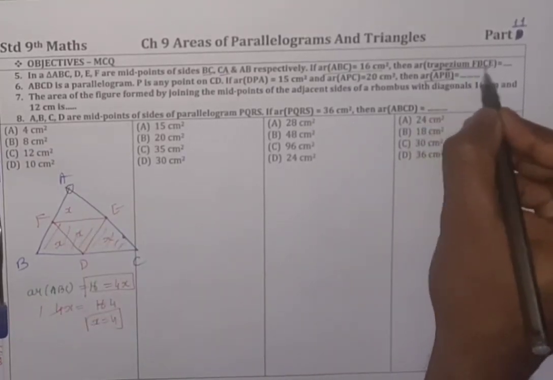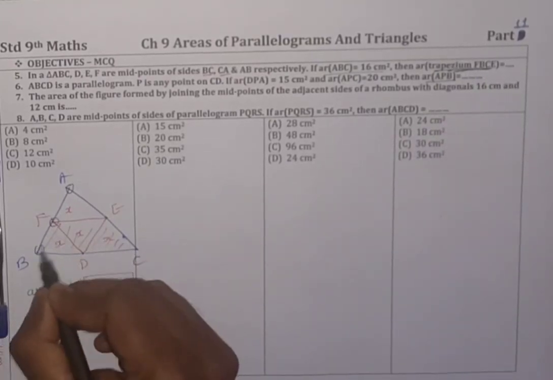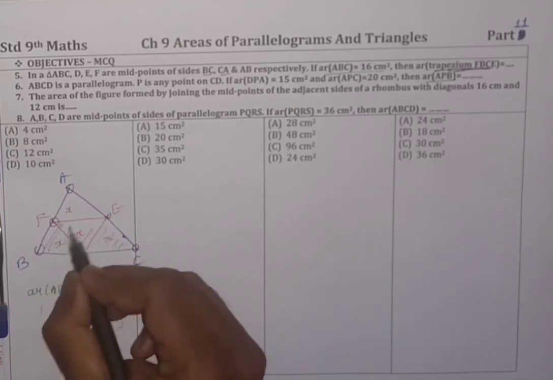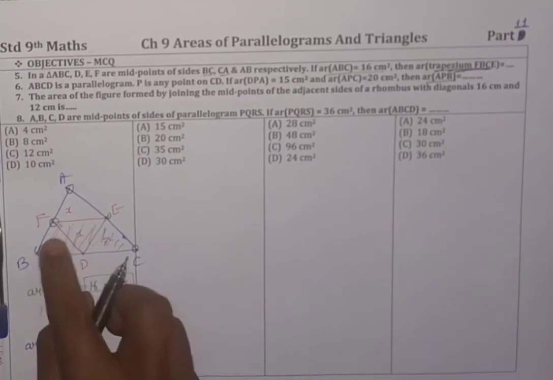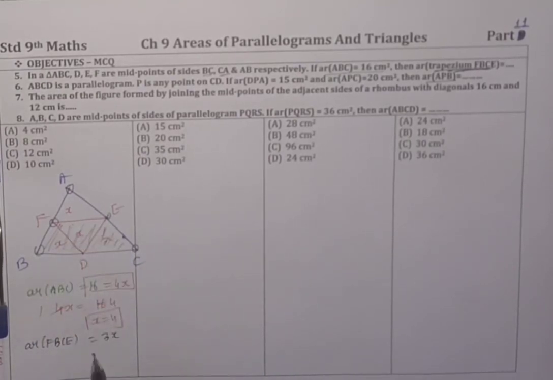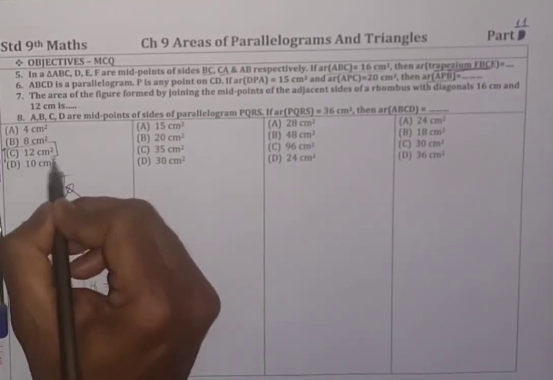Area of trapezium. Here, this question. FBCE. This is the trapezium. Now the area of FBCE, that trapezium. Look, x plus x plus x, that is 3x. That is 3 into x, that is 4, and 12 square units. So the answer is C.